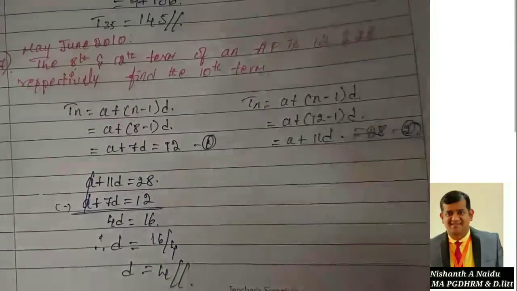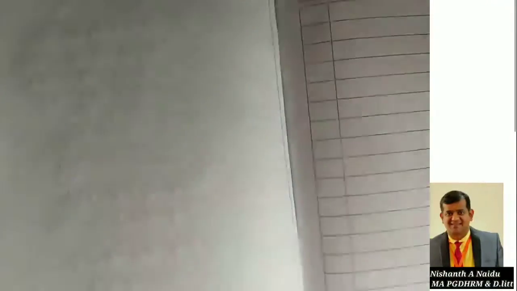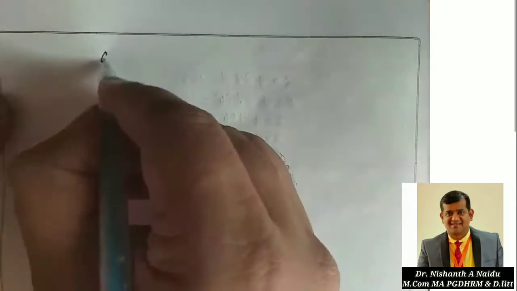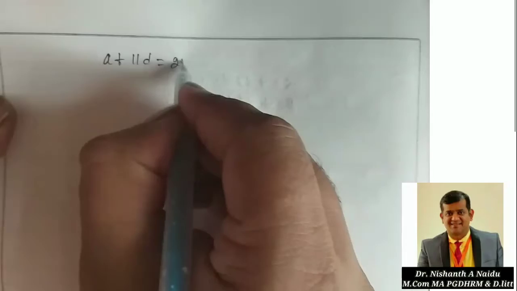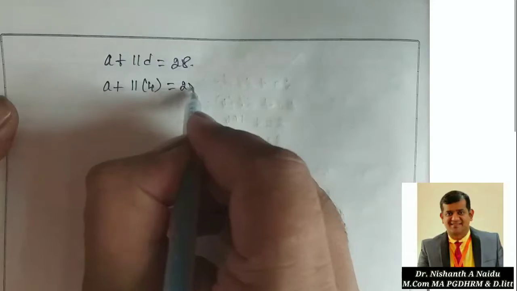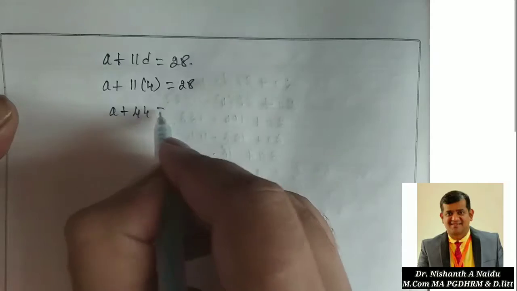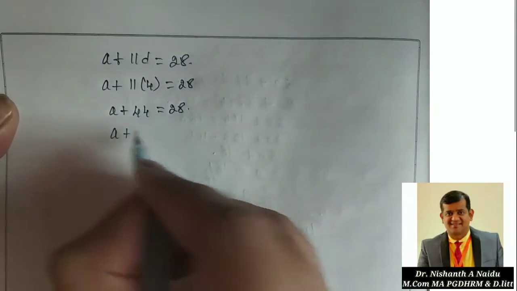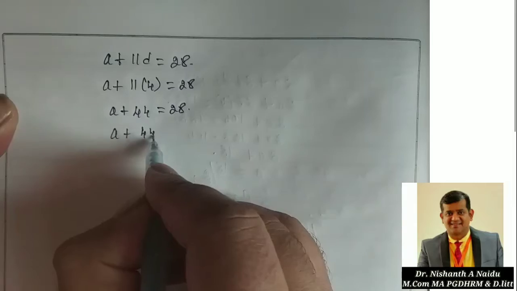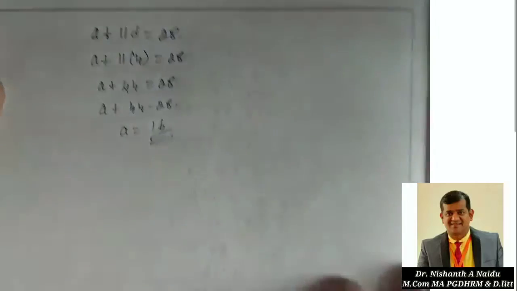So now let us identify a and the 10th term. To identify a, I am taking the equation number 2. So a plus 11d equals 28. So a plus 11, d value is 4, equals 28. 11 fours are how much? 44. So a plus 44 equals 28. Now I am shifting this to that side. So that is 28 minus 44. So a equals minus 16.